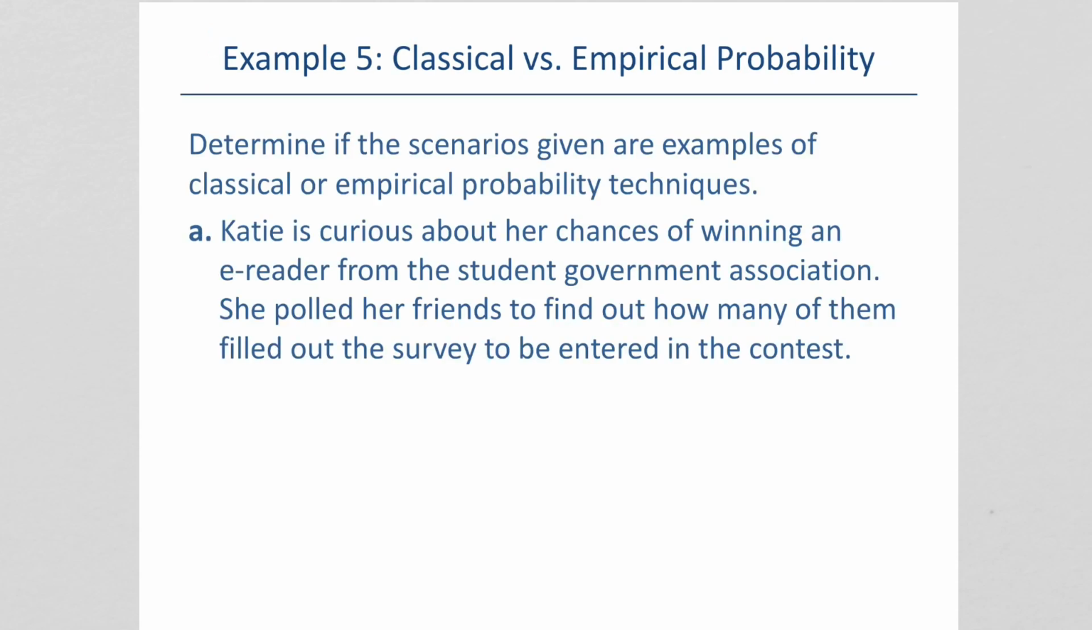Determine if the scenarios given are examples of classical or empirical probability techniques. Katie is curious about her chances of winning an e-reader from the Student Government Association. She polled her friends to find out how many of them filled out the survey to be entered in the contest. So, this is a survey, which is similar to an experiment. So this would be empirical.